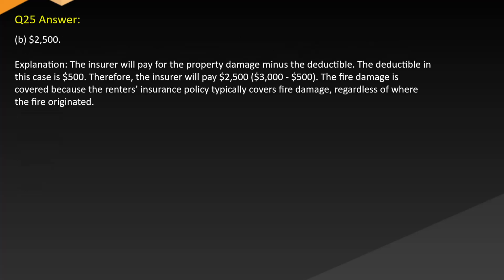Answer: B. $2,500. Explanation: the insurer will pay for the property damage minus the deductible. The deductible in this case is $500. Therefore, the insurer will pay $3,000 minus $500, which is $2,500. The fire damage is covered because the renter's insurance policy typically covers fire damage, regardless of where the fire originated.